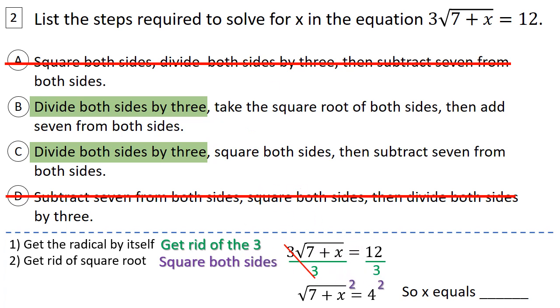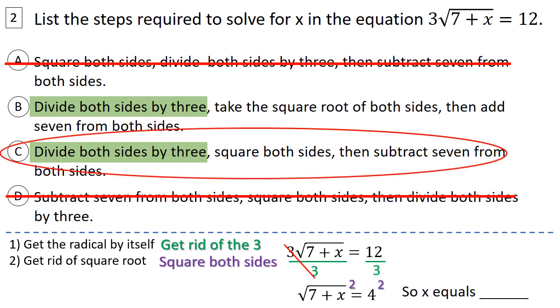Now when we do that, I've got my multiple choice problem answered, because the next step on B was take the square root of both sides. Well, we already had a square root. We didn't want to take another one. So we wanted to square both sides. So C is definitely my answer.